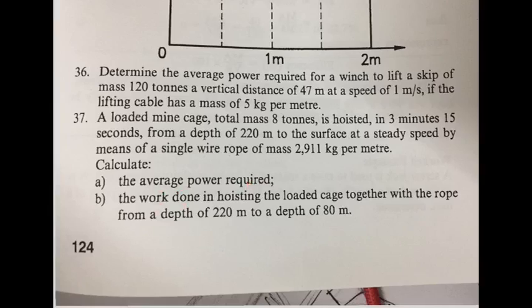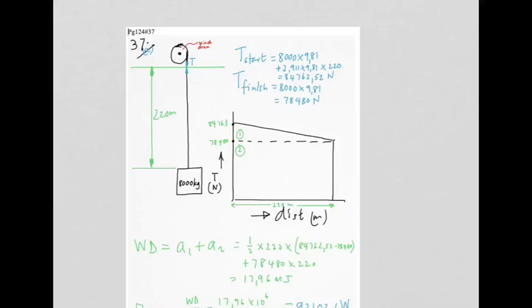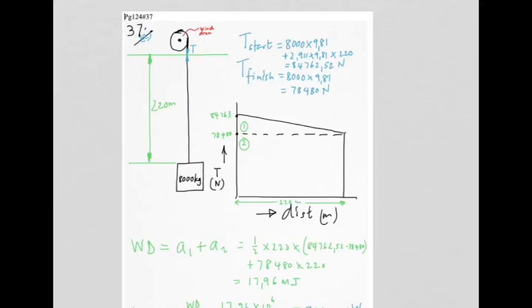Second, the work done in hoisting the loaded cage together with the rope from 220 meters depth to a depth of 80 meters. Remember, depth is referring to distance from the surface down to a point. So once again, we'll look at tension at start, tension at finish. At the start, we had 8,000 kilograms as well as 220 meters of rope. Now the rope had a mass of 2.911 kilograms per meter. We must multiply that by 9.81 to get newtons per meter.